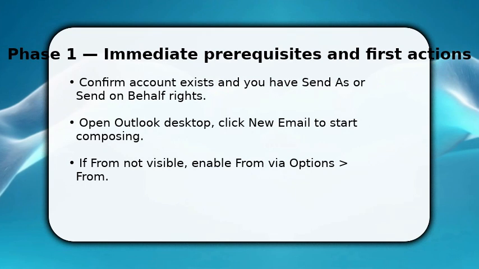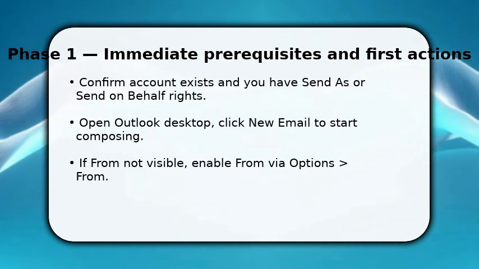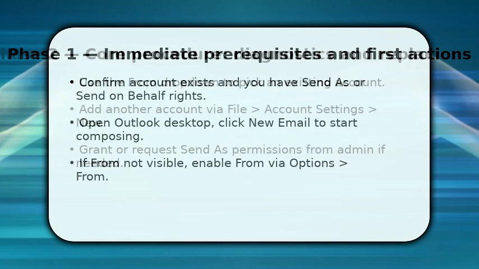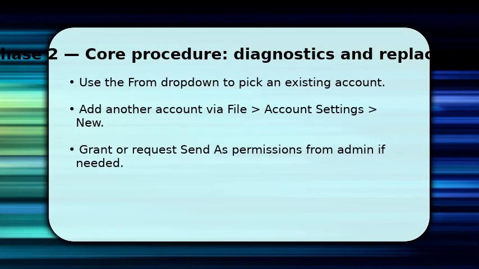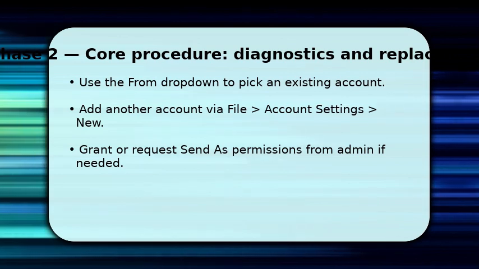Once the From field is visible, click the From dropdown to see available accounts and aliases. Select the one you want to use. If the address isn't listed, go to File, choose Account Settings and add the account or alias, then restart Outlook.